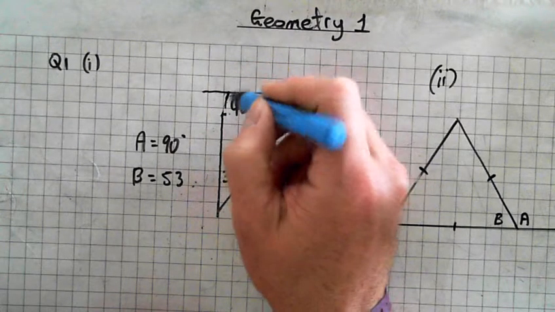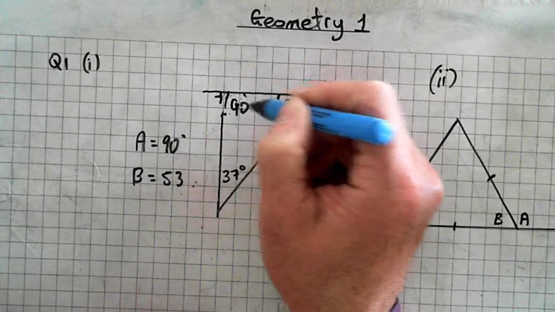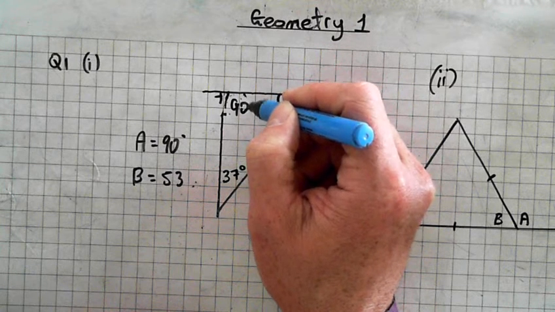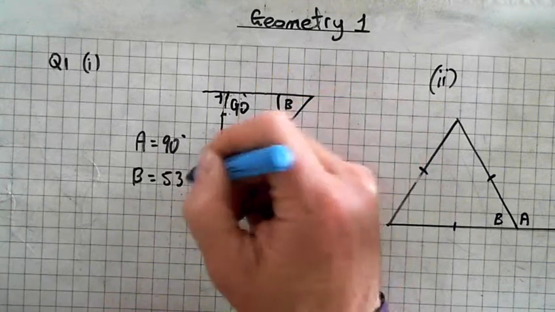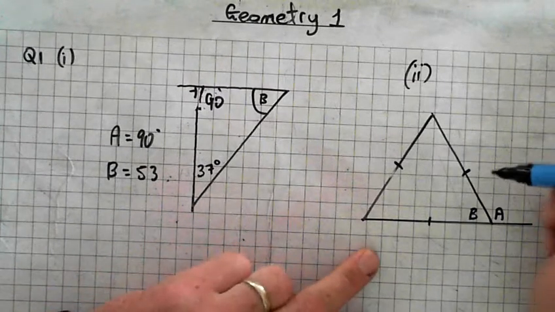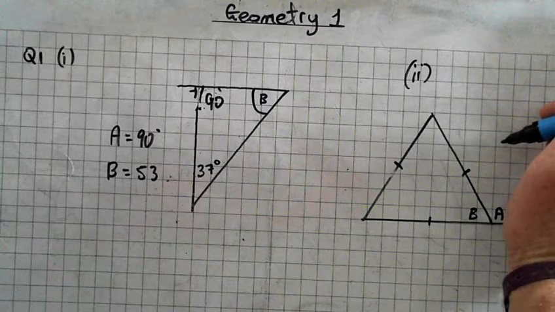All right, not going to cover it again, but that was a right angle. So A was 90. 1937 is 127, and take that away from 180, you get 53. Right, this one over here. This question B and A.